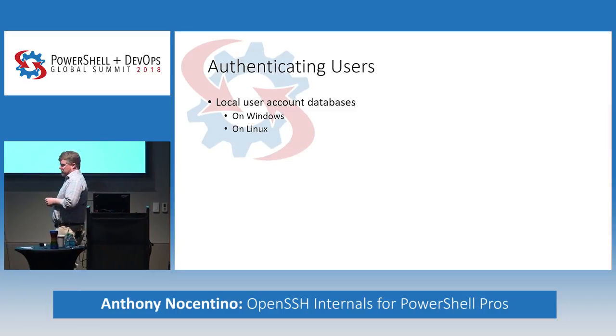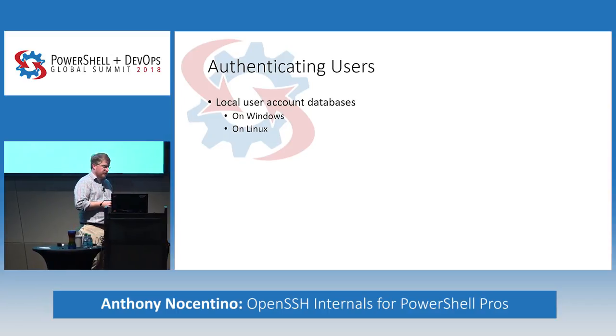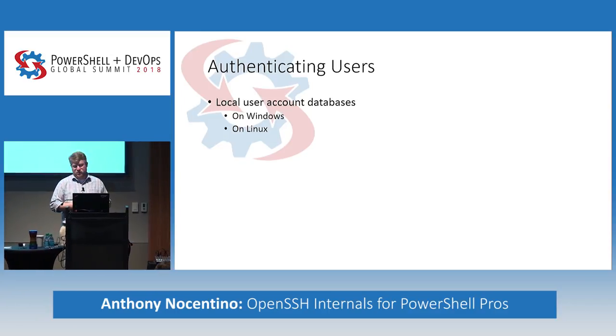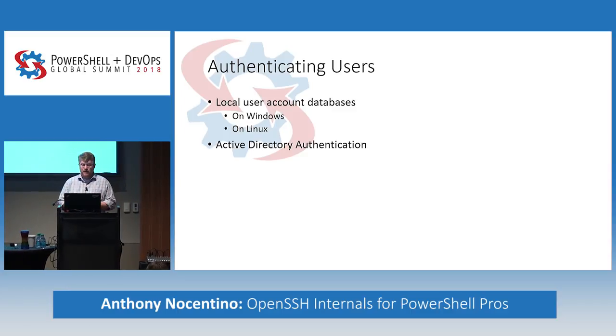So authenticating users. We talked a little bit about this already. We have the local user databases on our system on both Windows and Linux. On Windows, you have the local SAM database, I think, or whatever that's called. On Linux systems, you have the password file and the shadow password file that authenticates local users. We can configure AD authentication. Out of the box, on the Windows side of the house, pretty straightforward. To configure AD authentication, you join a domain. It works, yay.